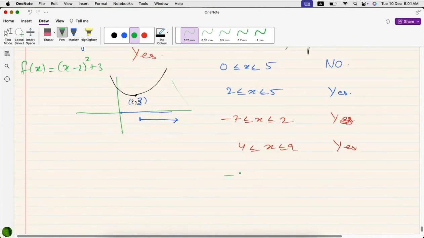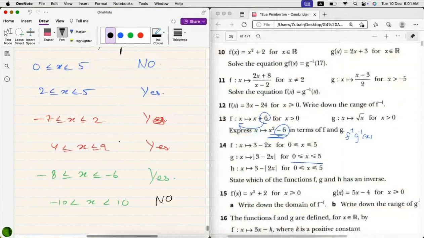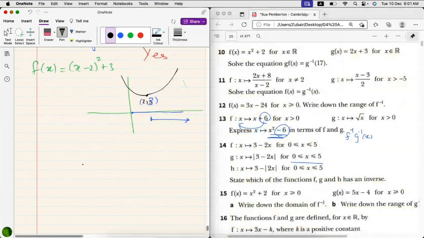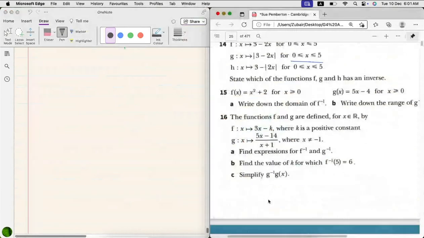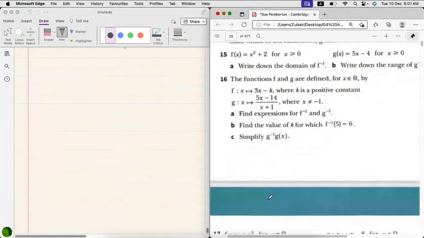Minus 8 less than or equal to x less than minus 6. Yes or no? Yes. Minus 10 less than x less than 10. No. This is what we did. Okay. Try number 15.